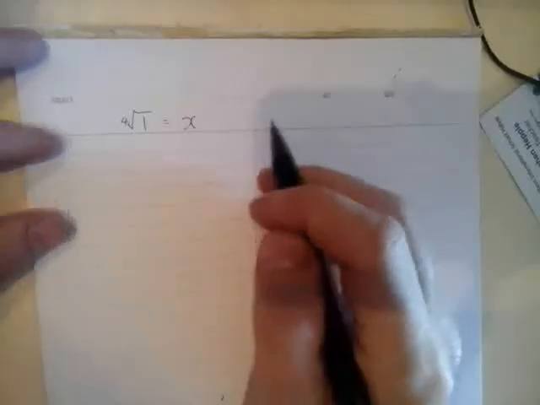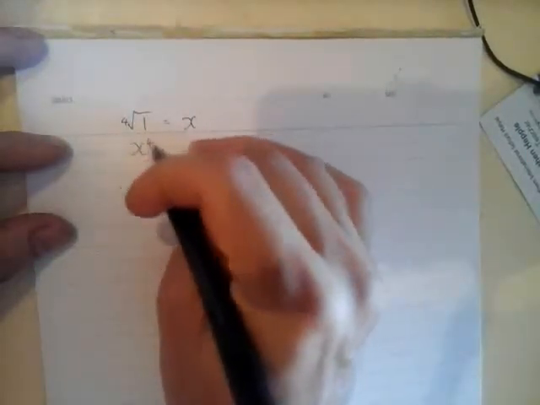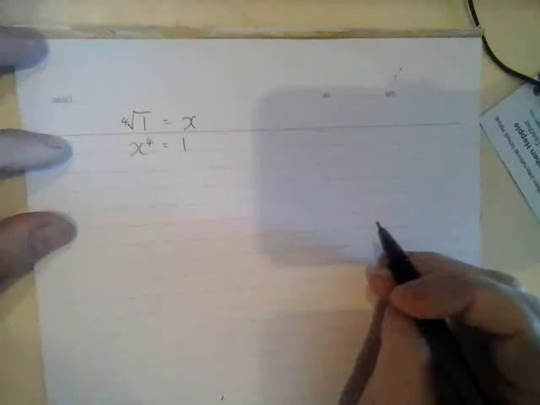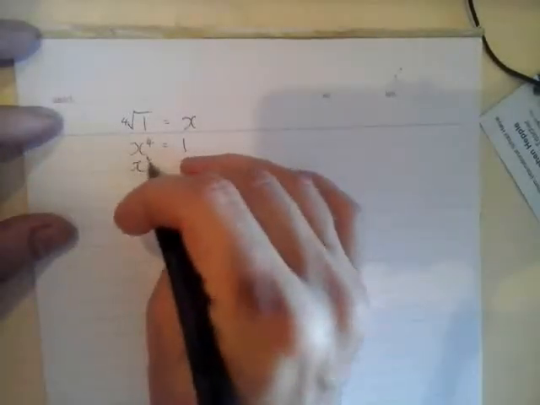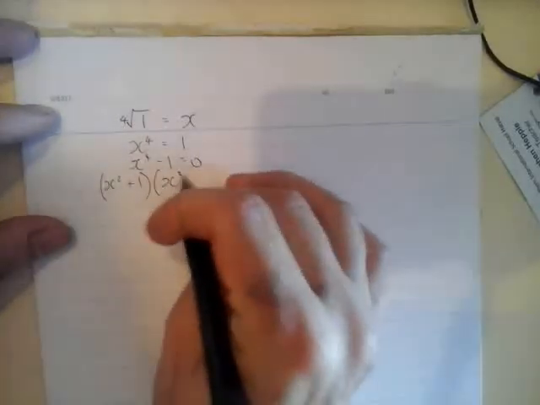Right, so let's start with the fourth root of 1, and let's say this equals x. Now I can rearrange that and say x to the power 4 equals 1 by raising both sides to the power 4. Then I can rearrange that and say x to the power 4 minus 1 equals 0. I can factorise this using the difference of squares. So I'm going to have x squared plus 1 times x squared minus 1 equals 0.